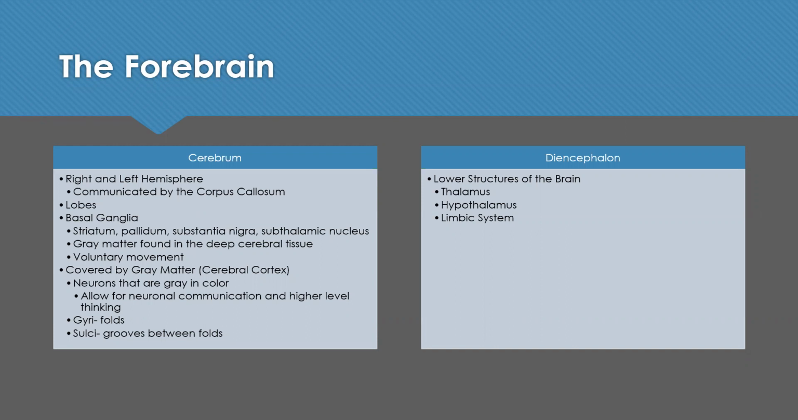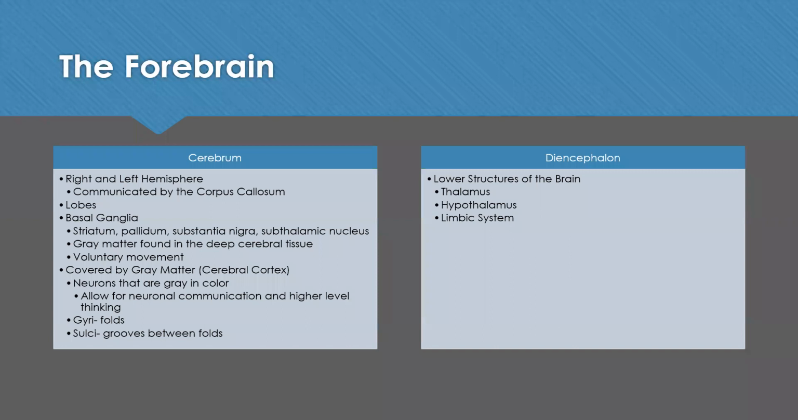The cerebrum is covered by gray matter, which is called the cerebral cortex. The gray matter is neurons that are gray in color. So this allows for neuronal communication and higher level thinking. And it helps form both the gyri and the sulci. The gyri are the folds, whereas the sulci are the grooves between folds. And this increases the surface area of the cerebrum so that more neuronal activity can occur.